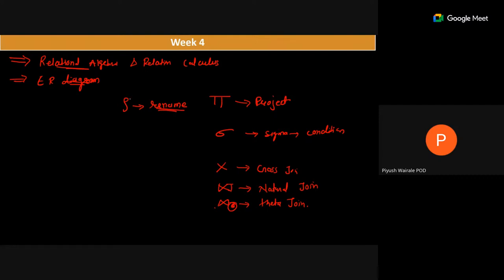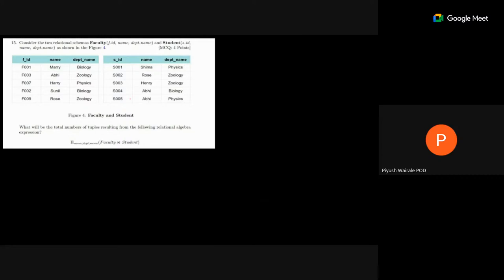Now let's discuss one relational algebra question. Suppose we have department underscore name, then we have table name, say this one is faculty and this one is student. Okay, so the department name is faculty, the table name is faculty. So what will be the output of this by department name faculty, tell me?